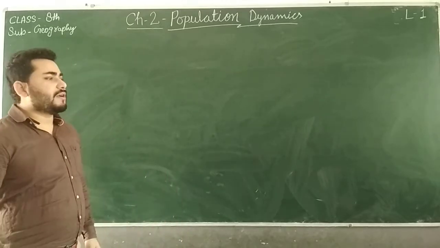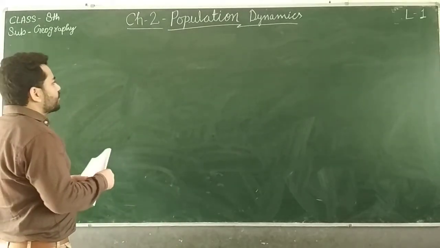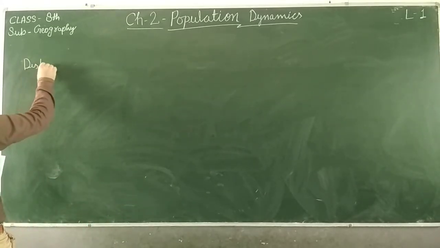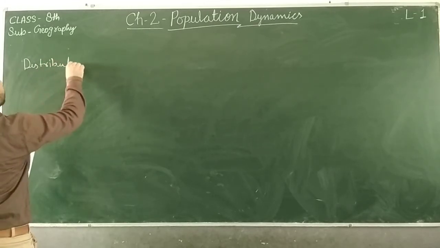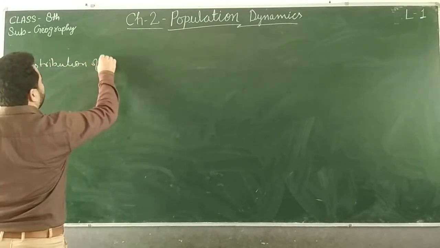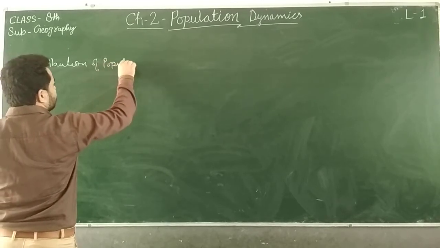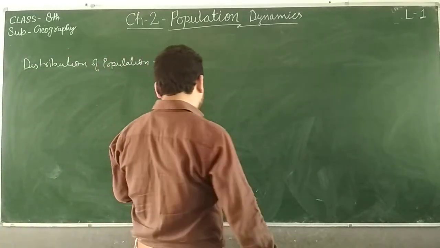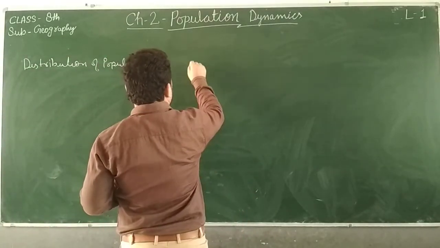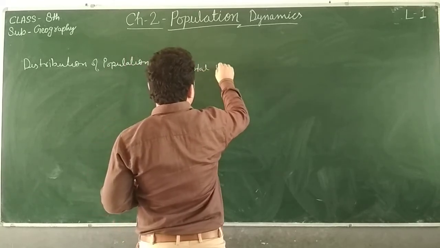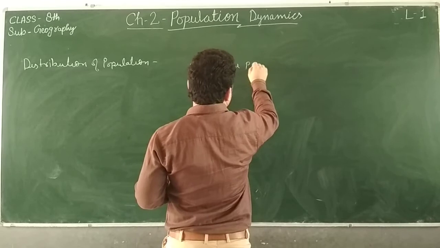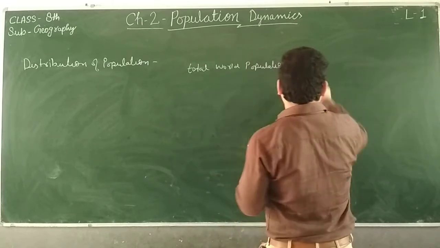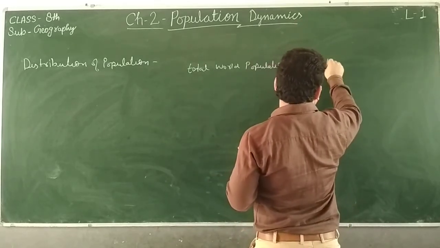Now we will study the distribution of population. Distribution of population means how much population of the world is there, and what is the population of different countries. That is written in your book, you can see. Let me tell you, the total world population is how much? 7.5 billion.